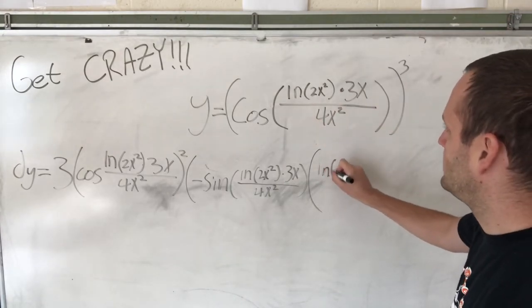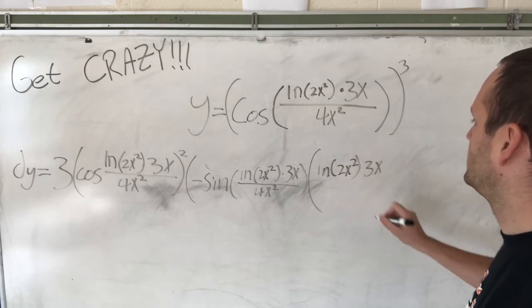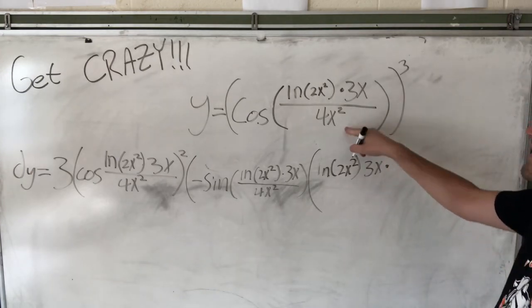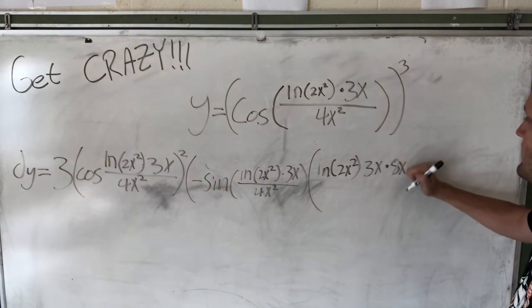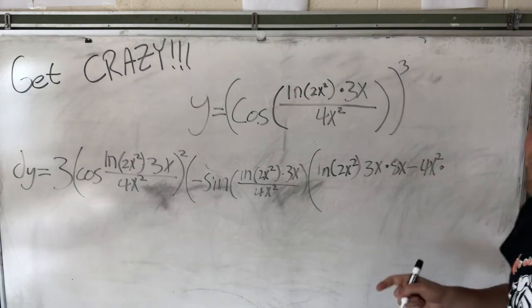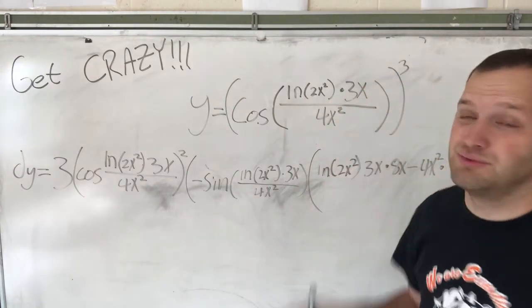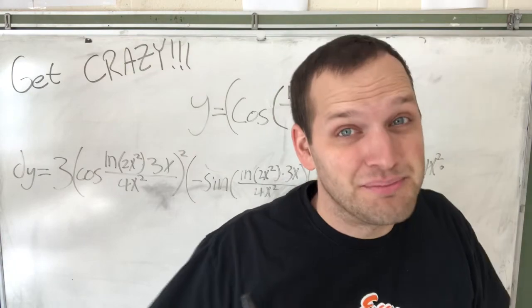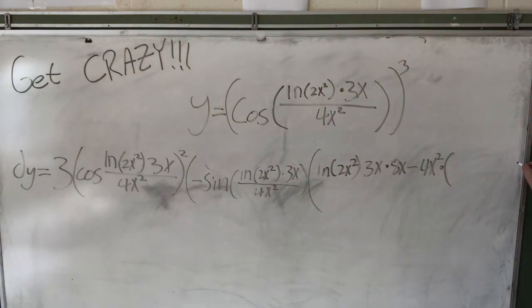So ln 2x squared times 3x, times the derivative of the bottom, which is 8x, minus the bottom, 4x squared, times the derivative of the top. The derivative of the top is something that's being multiplied. If it's being multiplied, I have to use the product rule. So product rule here.